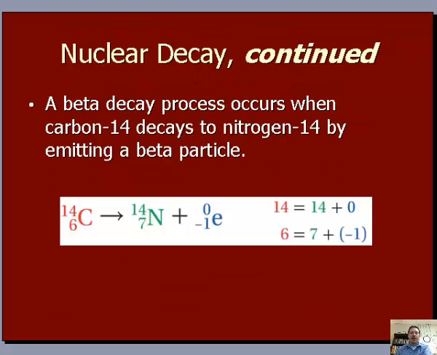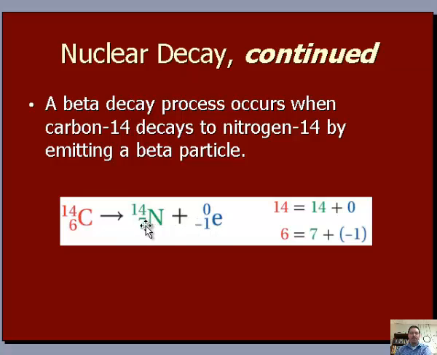Alright, the beta decay process occurs when carbon-14 decays to nitrogen-14 by emitting a beta particle. So here we've got a nuclear equation that we're showing. Carbon-14 emits this beta particle. Note it does not affect the mass, so the mass is still 14, but our atomic number is 1 less.